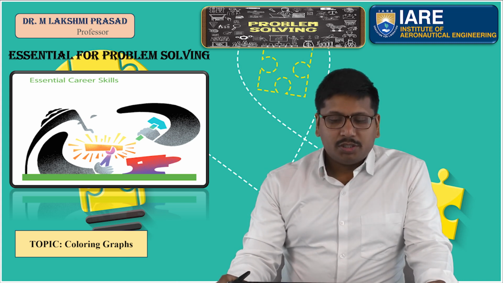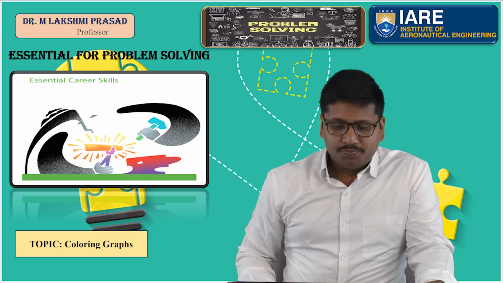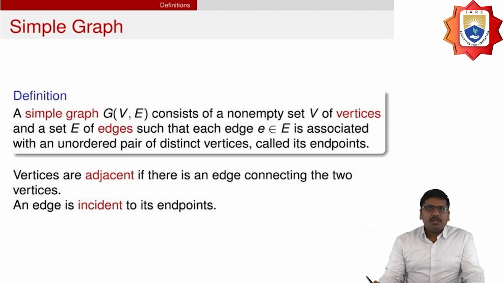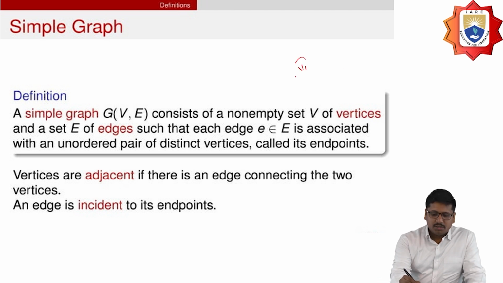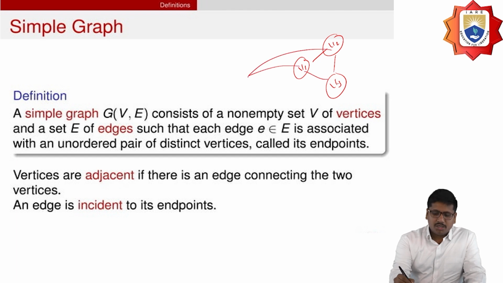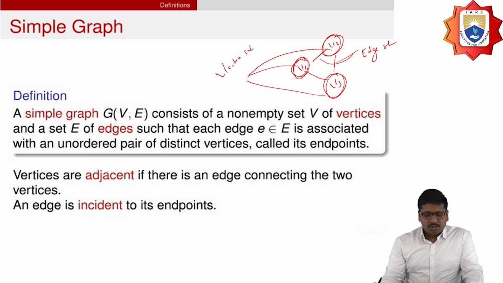In this video, I'm going to discuss coloring graphs. So you already know what a graph is. A graph is nothing but a set of vertices and edges, which has a vertex set and an edge set. The vertices will be treated as the vertex set here, and then the edges are going to be represented as the edge set here. So the graph is nothing but a collection of vertices and edges.